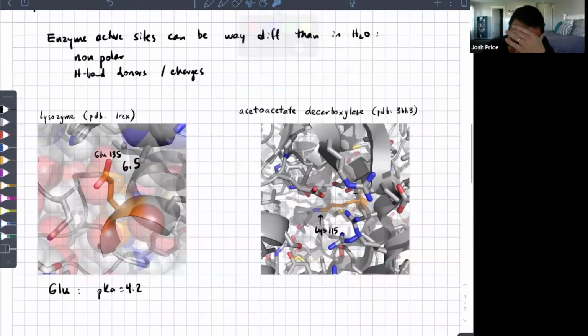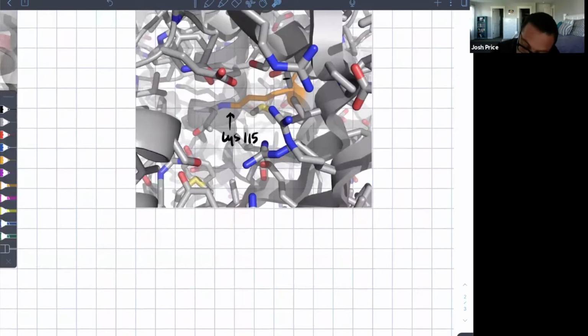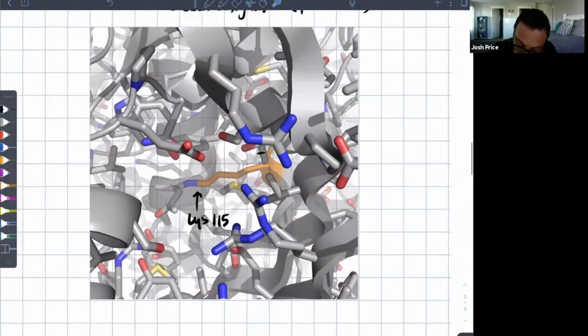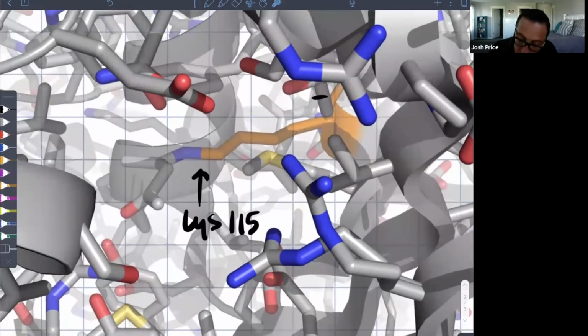Over here with acetoacetate decarboxylase, we have a case where the enzyme is going to make a molecule even more acidic. So this is a lysine side chain, and actually that lysine side chain is covalently attached via an imine linkage to a molecule that resembles the substrate for this enzyme. So we've sort of captured an intermediate in the process.